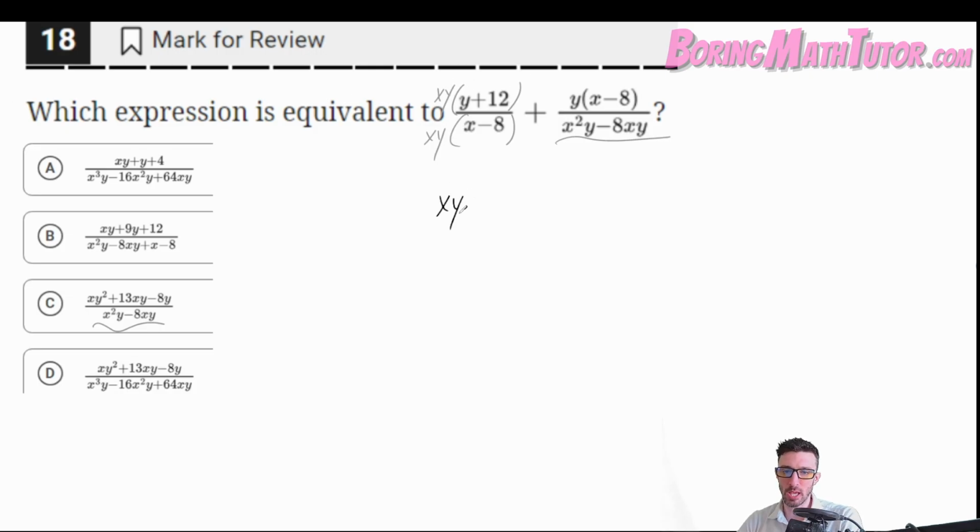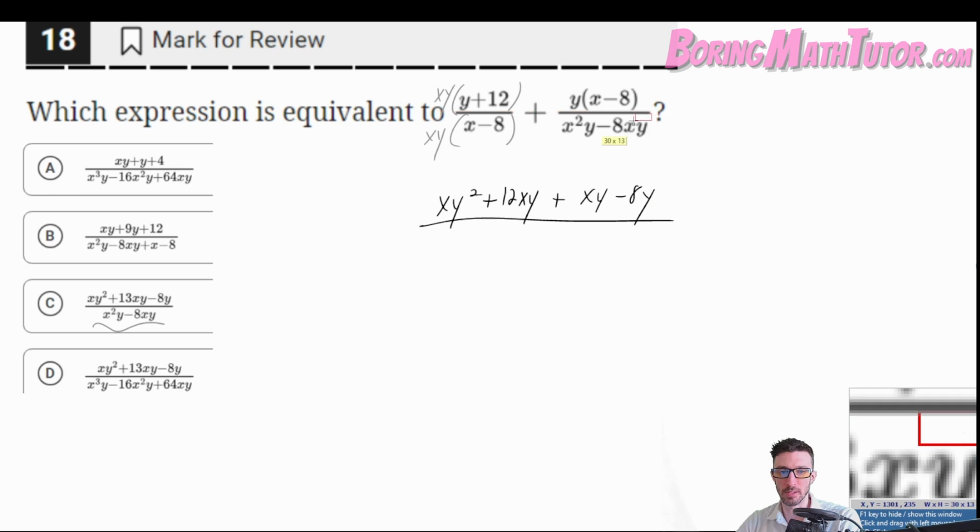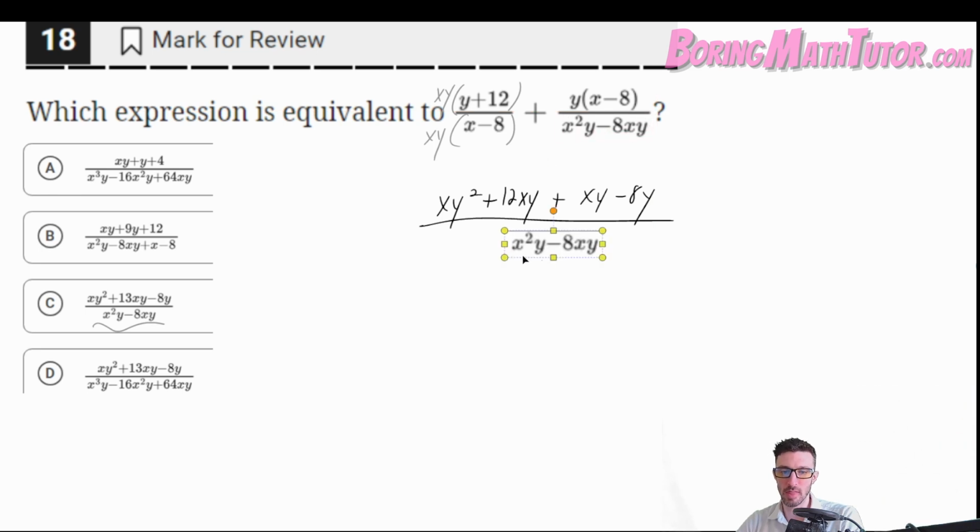If you do so, that would get you xy squared plus 12xy. And for the other one, I can also distribute. That would get me xy minus 8y. And all of that is over my common denominator of this. And now I know that these 2 add up to get me 13xy. And that's honestly the fastest way to get this problem done.